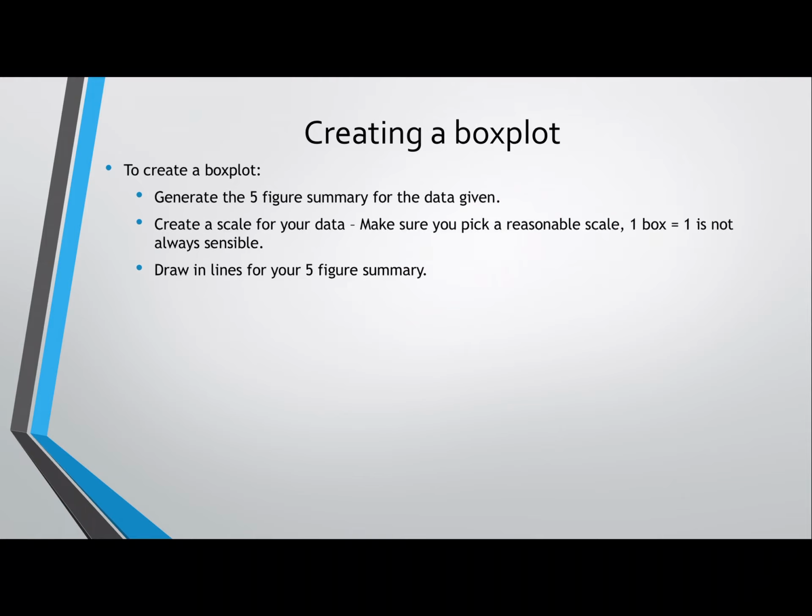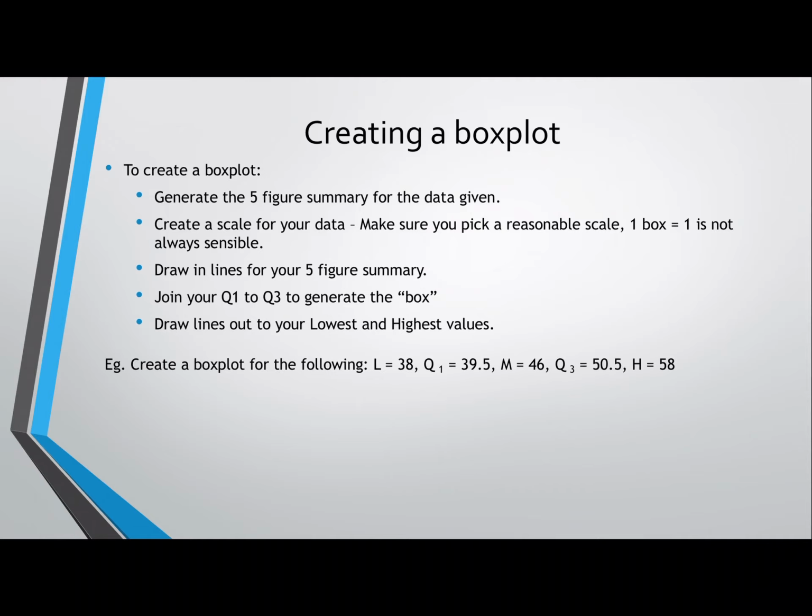And then we draw in our lines for our 5-figure summary. Once we've got our 5-figure summary, we draw vertical lines, straight up and down, at those points above our number line, and then we can join them together. We join Q1 to Q3 to generate our box, and then we draw lines out from the middle of the box to our highest and lowest values.